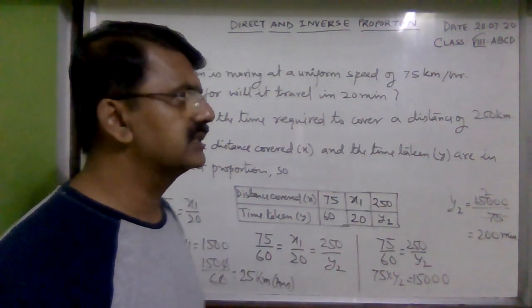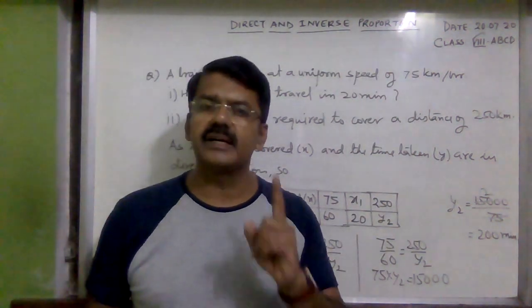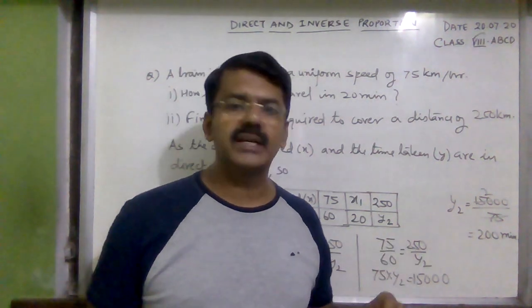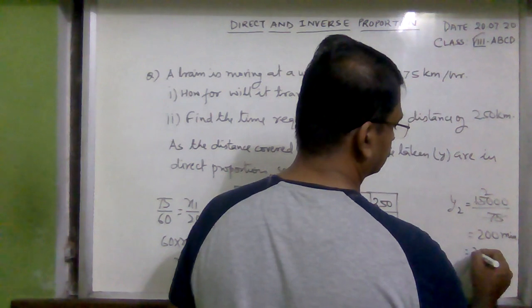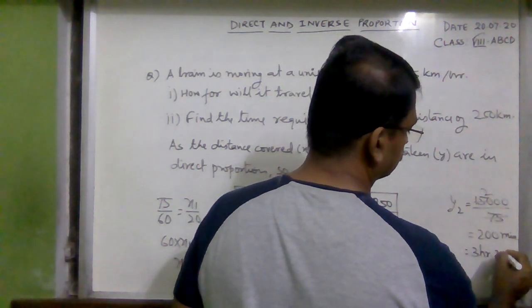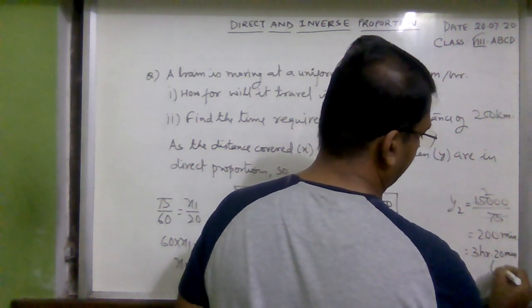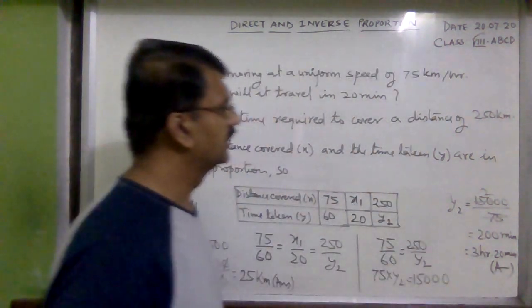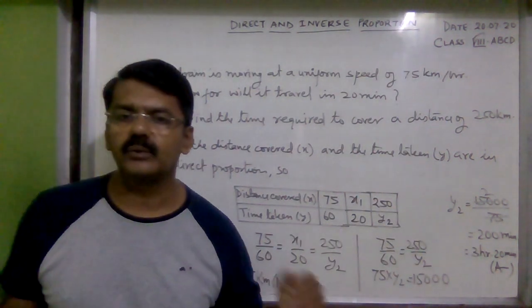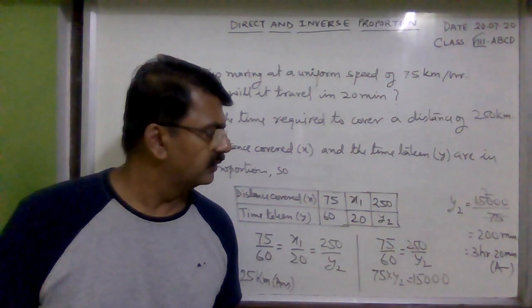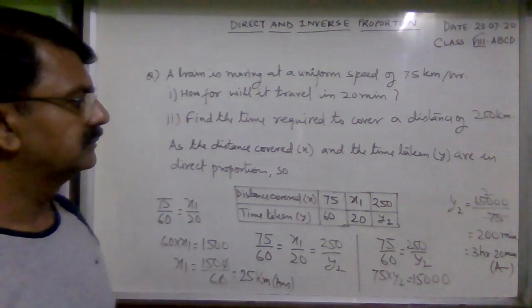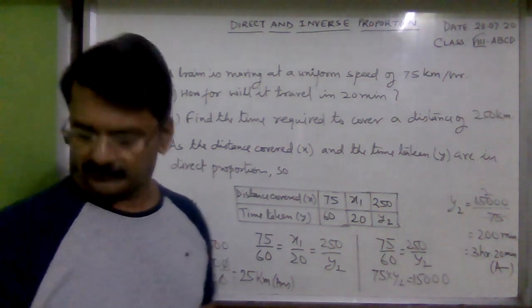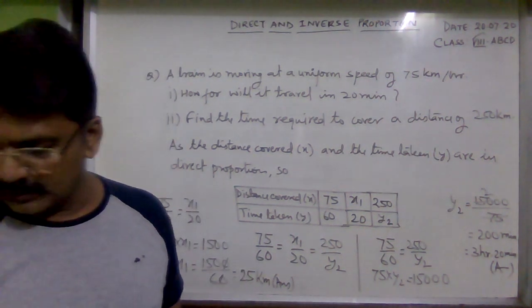200 minutes means as 60 minutes is 1 hour, so it is 3 hour 20 minutes. That is your answer. Okay. So the time taken to cover 250 kilometers will be 3 hours and 20 minutes. Is it clear? Okay. Now the next question.